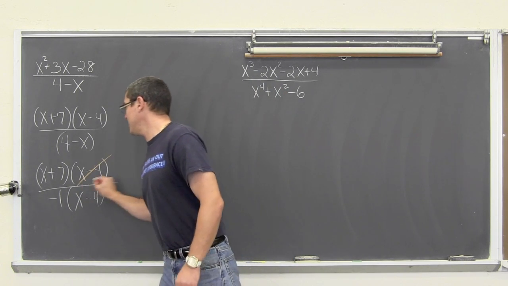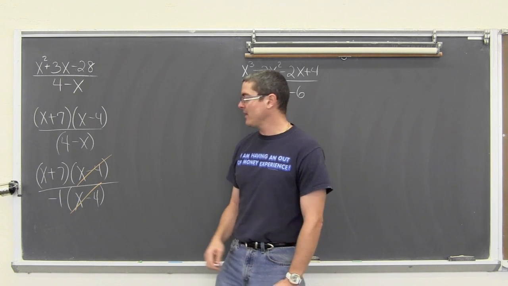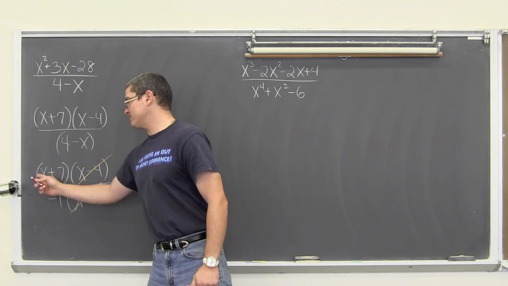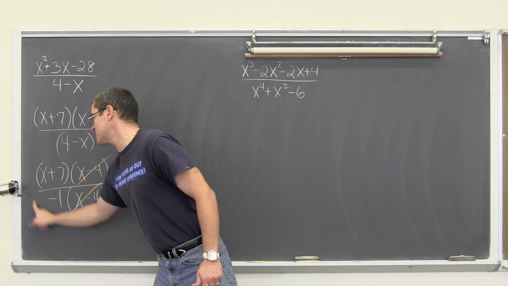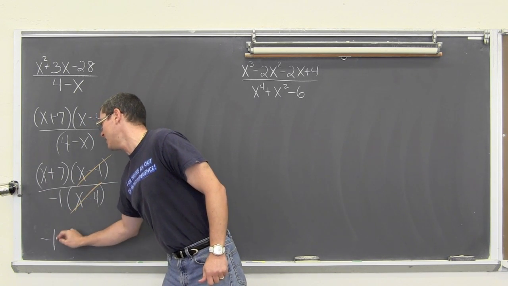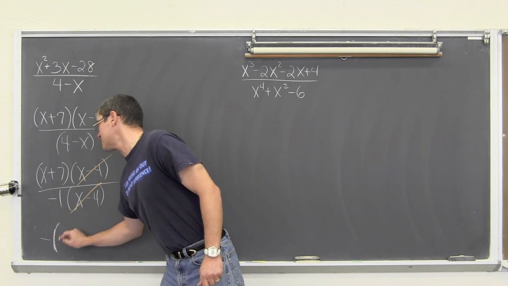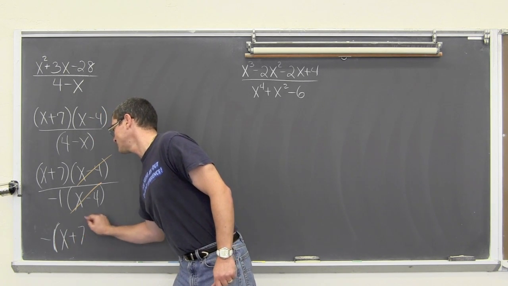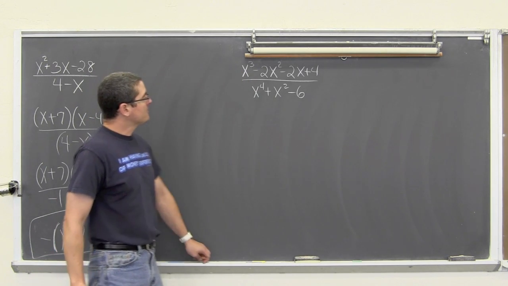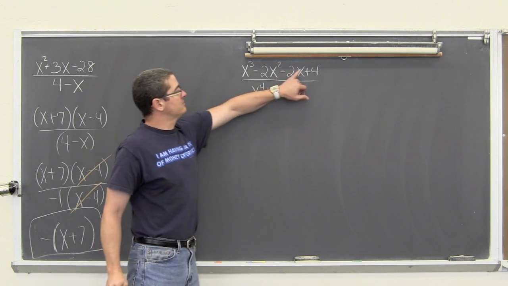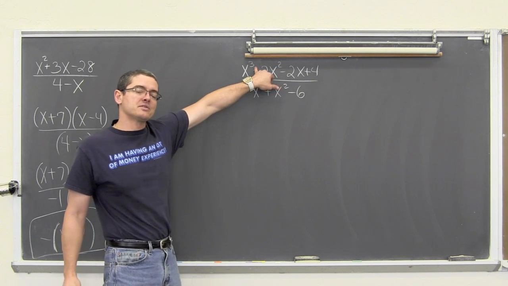And now the x minus 4's cancel out, and we end up with a final answer. I would be totally happy if my student left it like this, so we'll write it as, take this negative 1 and bring it up. Negative 1, or just negative, parentheses, x plus 7. Over here, we have a polynomial to the third degree.